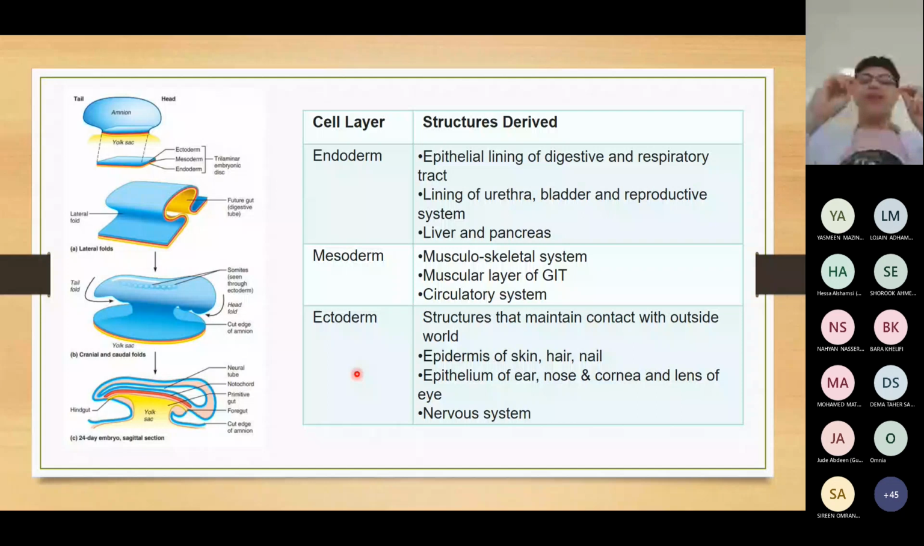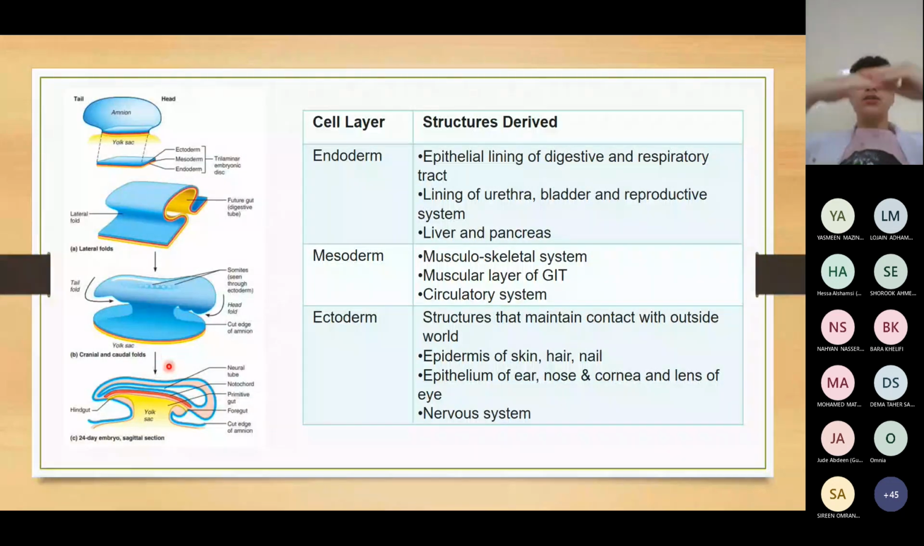And another thing that the ectoderm forms is the nervous system. And how does it form the nervous system? By another process, we call it neurulation. Before I go to neurulation, I just want to make sure you guys understood why these cell layers form these structures. Everyone understood that? Yes. Okay, perfect.